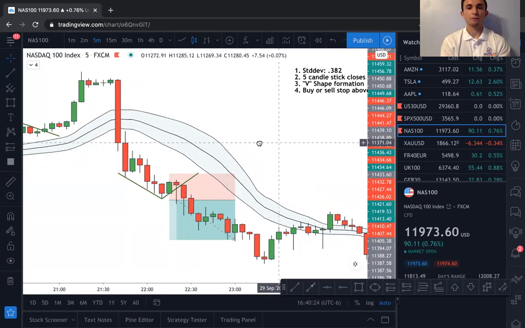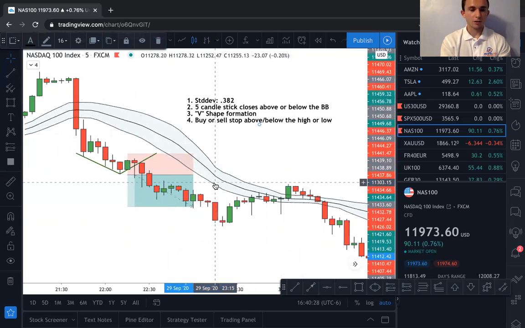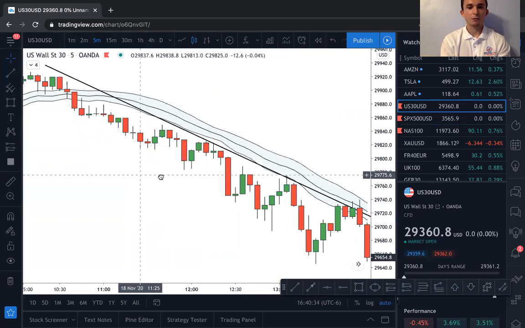Just wanted to make a quick video on this, but make sure to have these notes down. Now, this pattern works on multiple charts. You can do this on US 30. You can do this on SPX 500. Works on all of them.